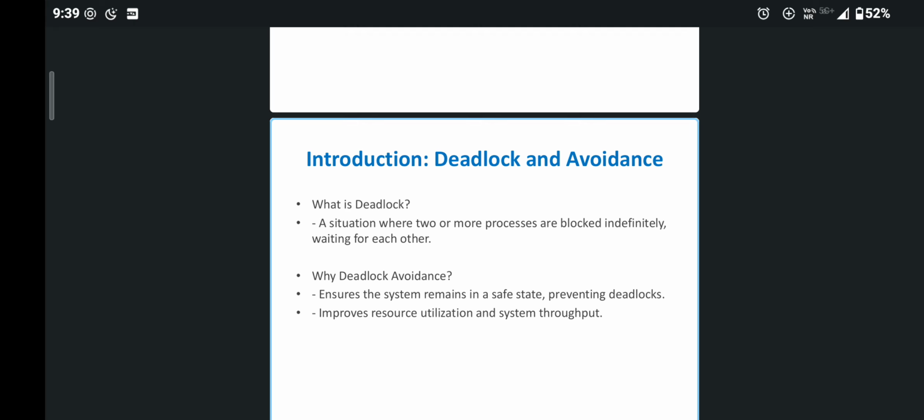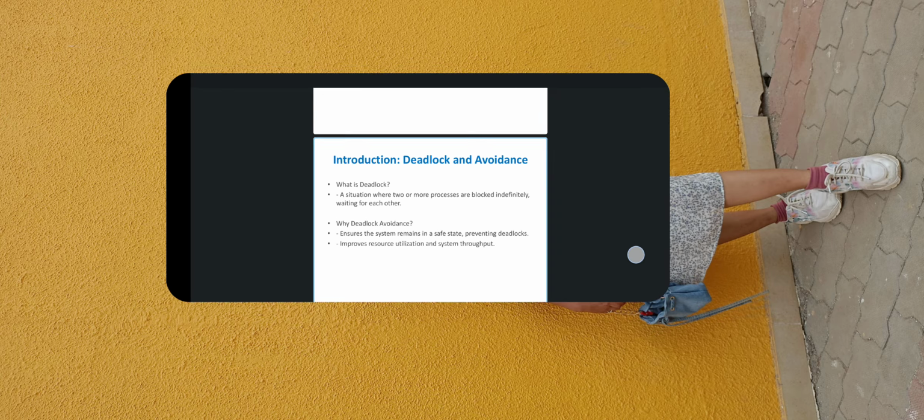Why do we need deadlock avoidance? Obviously, we want to prevent the deadlock condition. We want to be very safe. We want to be in a safe state. We want to utilize our OS or system more, so we are using this.